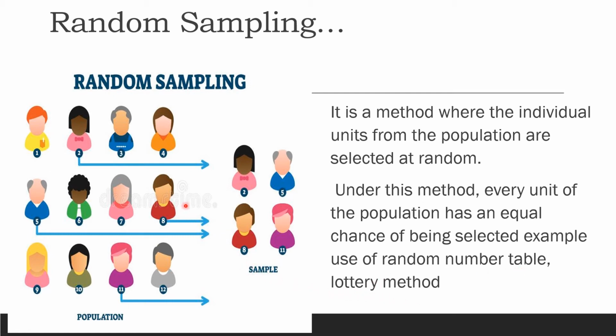Suppose I have lotteries and I've numbered each unit of my population from 1 to 12, and I put lots from 1 to 12, and I just pick up at random number 2, number 5, number 8, number 11. Number 2 represents this particular individual, number 5 represents another individual, number 8 represents another man, and number 11, which is drawn, is representing another person. So here I have drawn a random sample. Everyone has an equal chance of being selected, so selection is by chance.